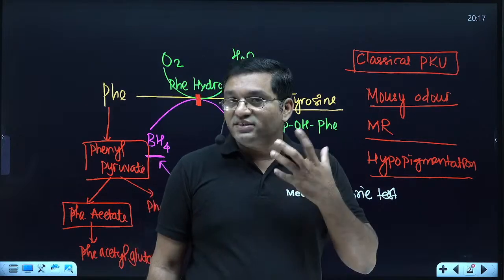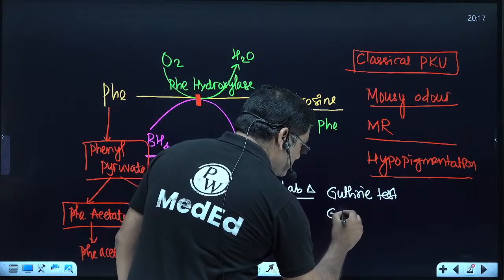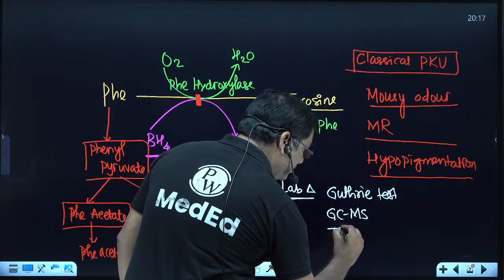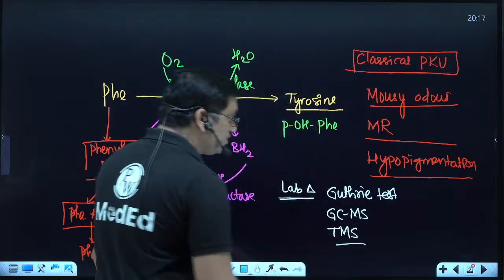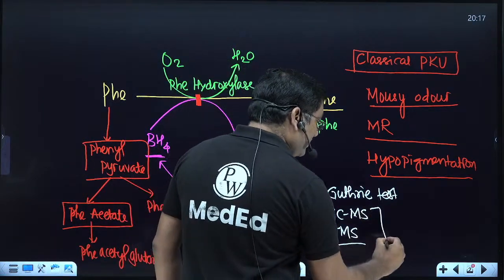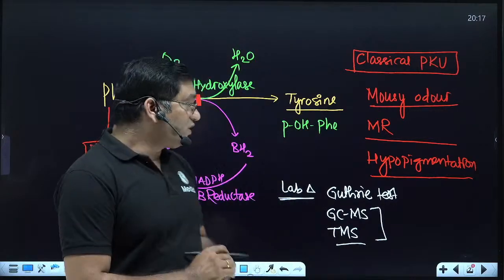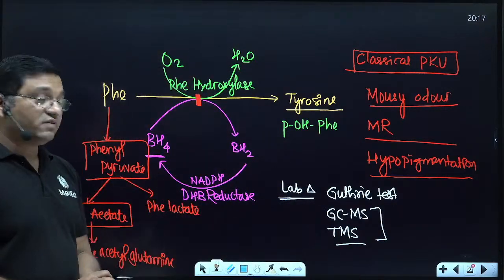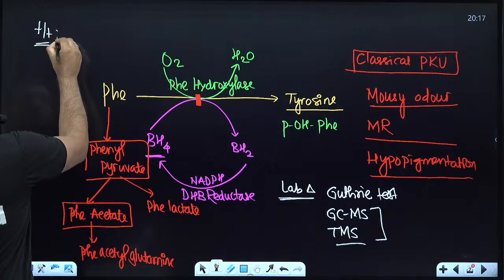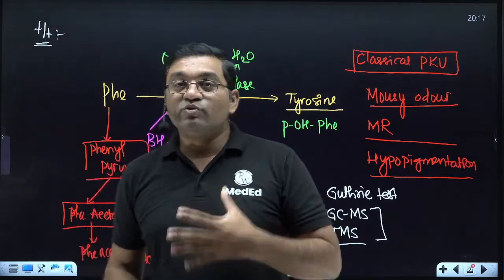Now the various tests are available. So GCMS, gas chromatography, mass spectrometry, or the tandem mass spectrometry. These are the laboratory tests which are done for the diagnosis or confirmation of the phenylketonuria. Now the treatment, what treatment is given in the patient with phenylketonuria? Treatment. Which amino acid should be restricted in the diet and which should be given?